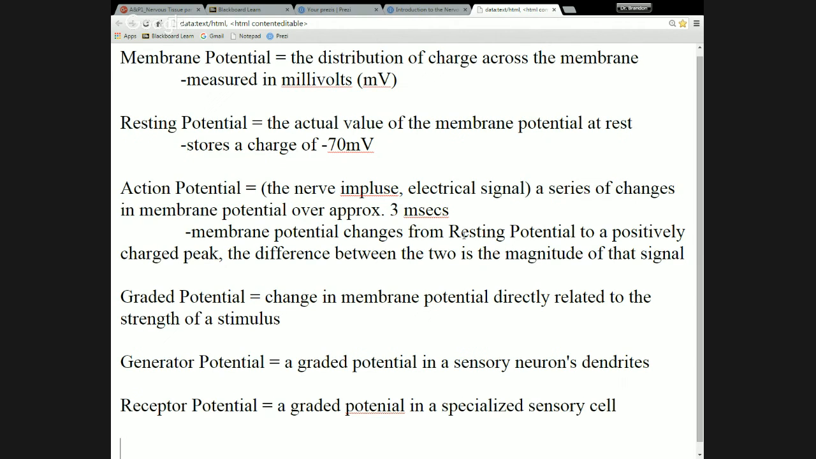And then the last term I want to introduce here is a post-synaptic potential. Now, as I started to type that in, I hyphenated post-synaptic, and then I erased it.